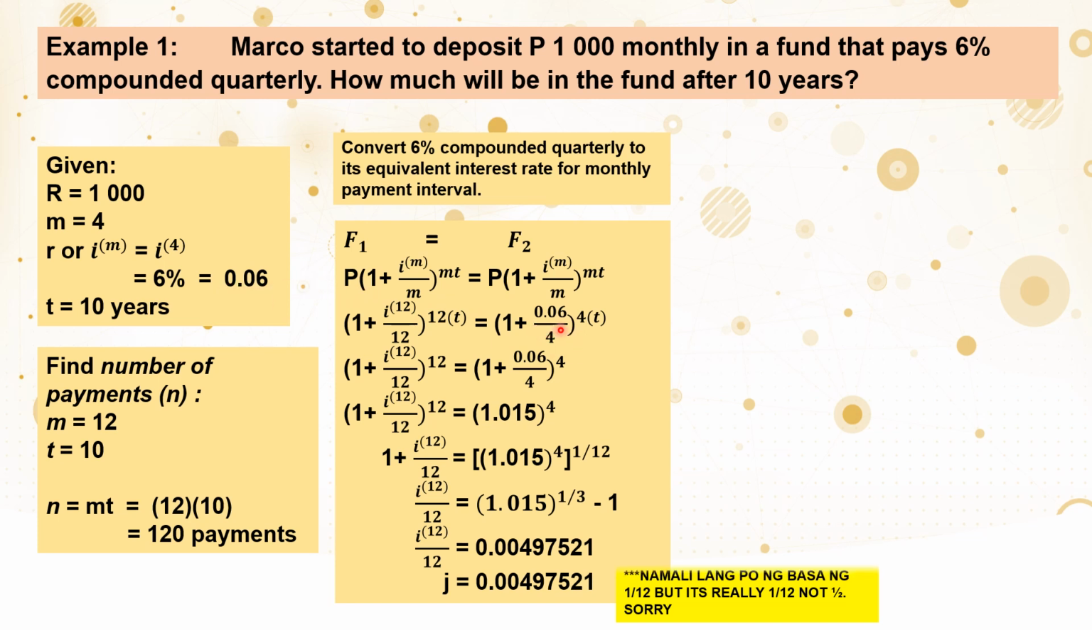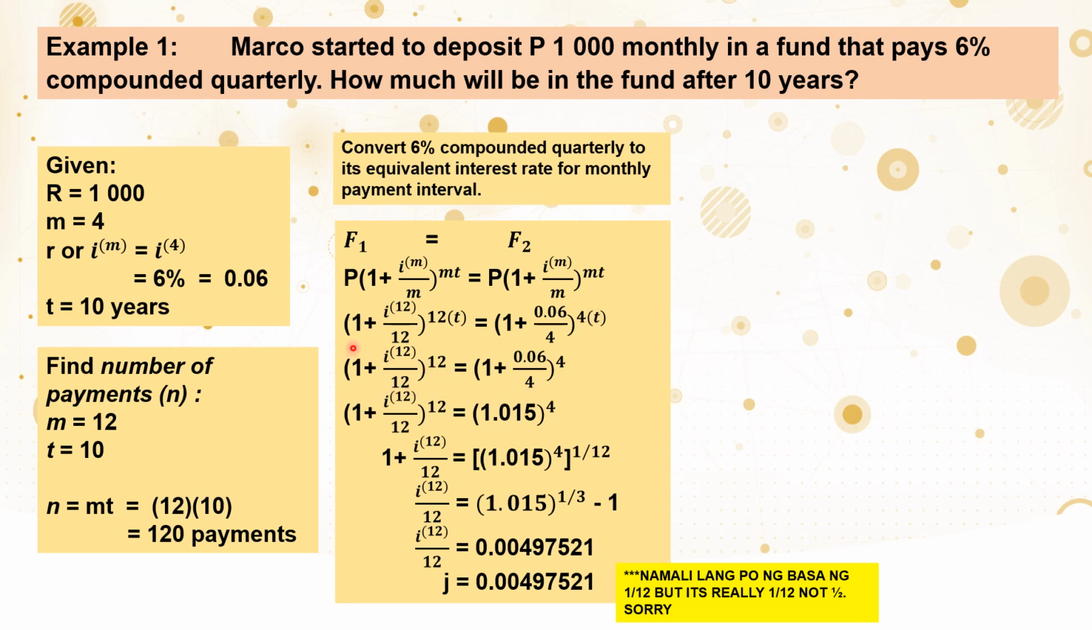Over 4. I repeat, the F sub 2 here is the interest rate compounded quarterly. So, our M here is 4. So, we have now raised to 4T. Next, let's drop the T on both sides. Delete T, delete T. So, you will notice that we no longer have T.